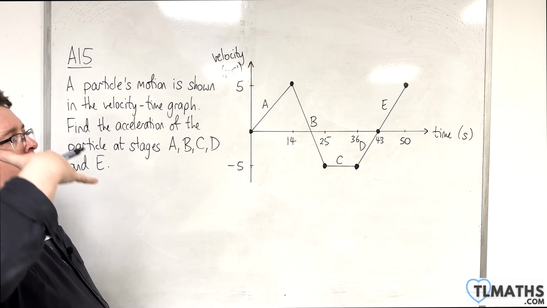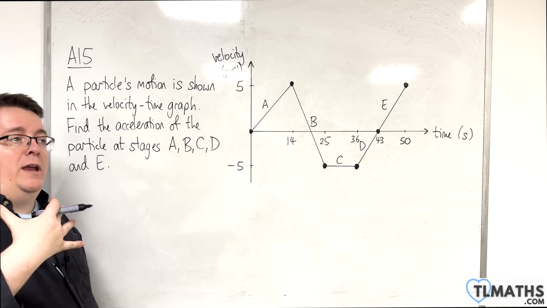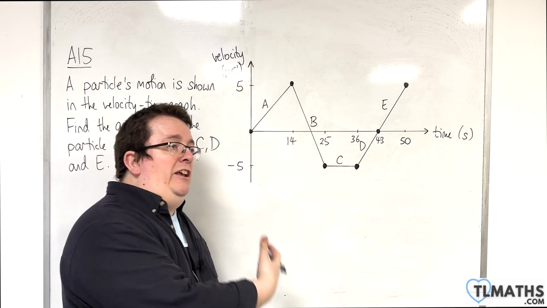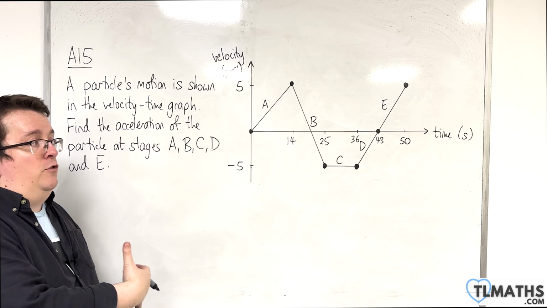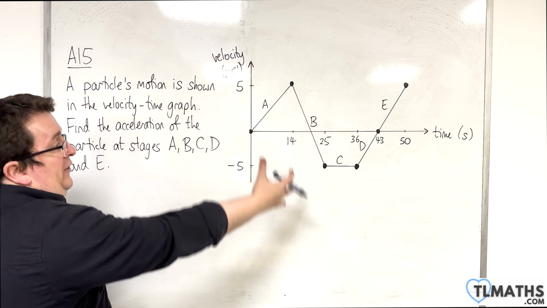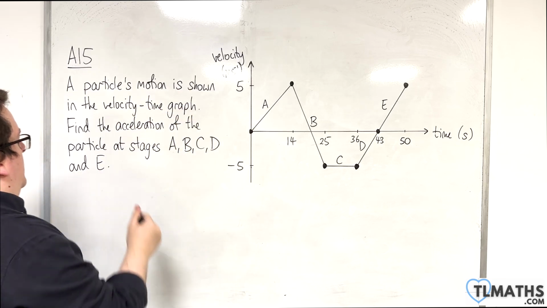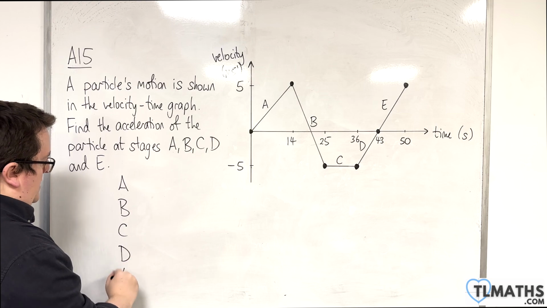So, a particle's acceleration can be read from a velocity time graph by looking at the gradient. Just as before, when we had a displacement time graph, we could work out the velocity by looking at the gradient. When we have a velocity time graph, we look at the gradient to find the acceleration. So we have A, B, C, D, and E.